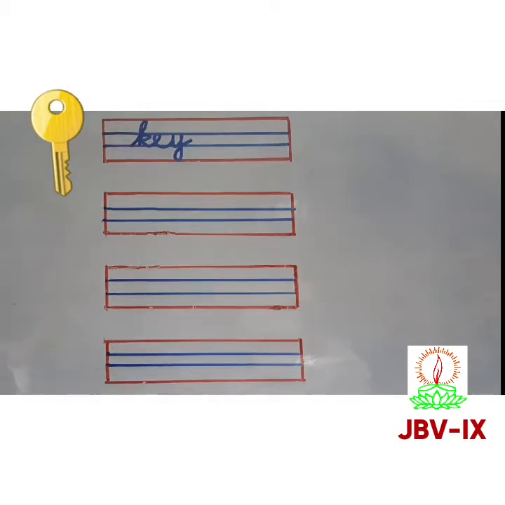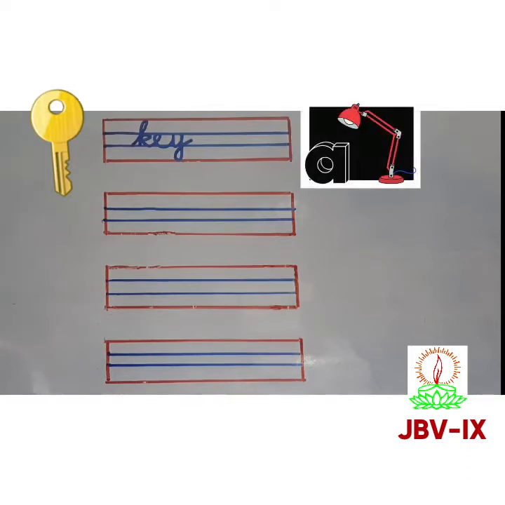Now next alphabet is L. L for lamp. Children, when we switch on the lamp, we get light, isn't it? We get light and the room is lighted up.